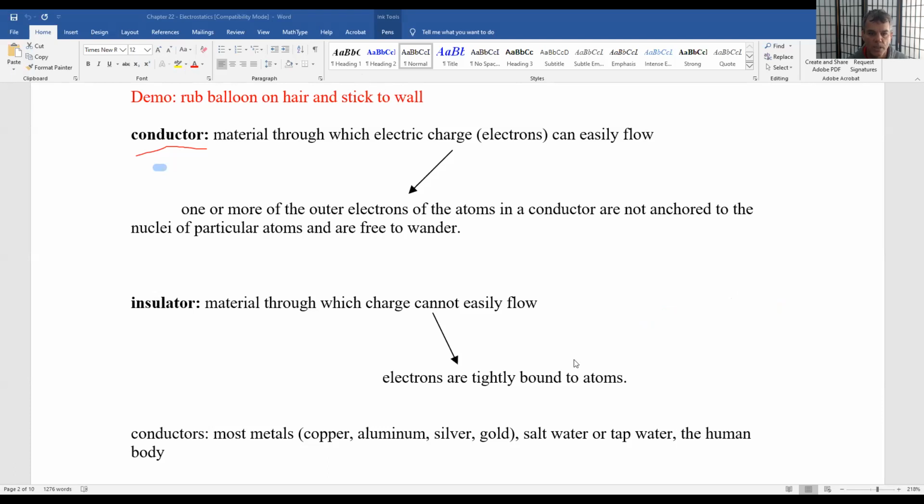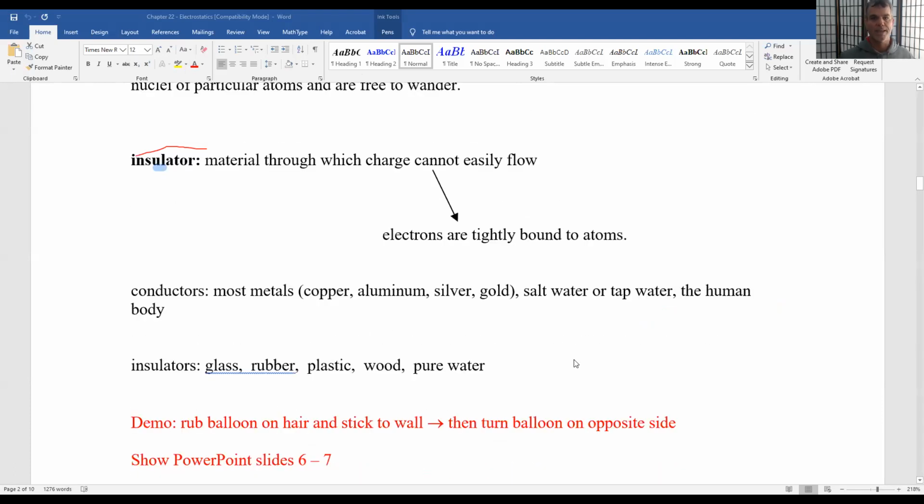An insulator is something that charge cannot flow easily through. And what makes something a good insulator is all of the electrons are tightly bound to the atoms. So things that are pretty good insulators, we've got glass, rubber, plastic, wool, pure water. So water in general, tap water, is a pretty good conductor. But if you had just pure filtered H2O, that in itself is a pretty good insulator. So let's erase this again.